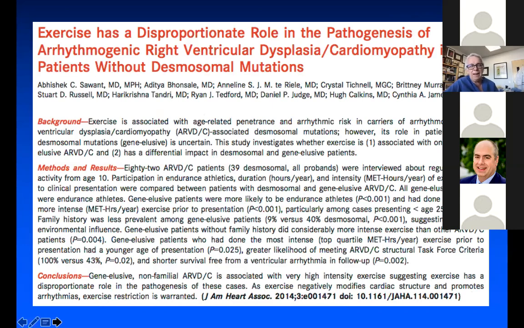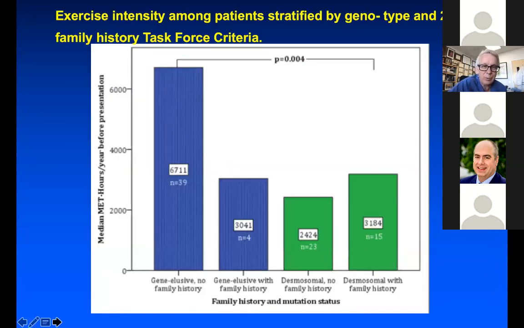So then our next big study was to look at patients who didn't have a mutation. We did the same study in them, although we used MET hours instead of just hours because we want to normalize for intensity. And what we found was fascinating. If you're gene elusive, no mutation, it took 6,700 MET hours per year to get ARVC. Whereas if you had a gene, or a family history, it only took 3,000 MET hours.